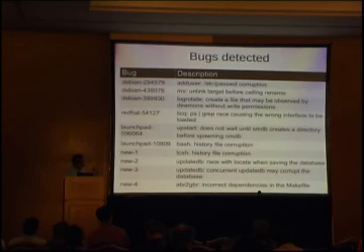I'm going to explain the one in the middle, for example. RacePro detected a race where Upstart wasn't waiting for the Samba daemon to create a directory before spawning a network database server. So that's a pretty complex race, and RacePro can detect that.